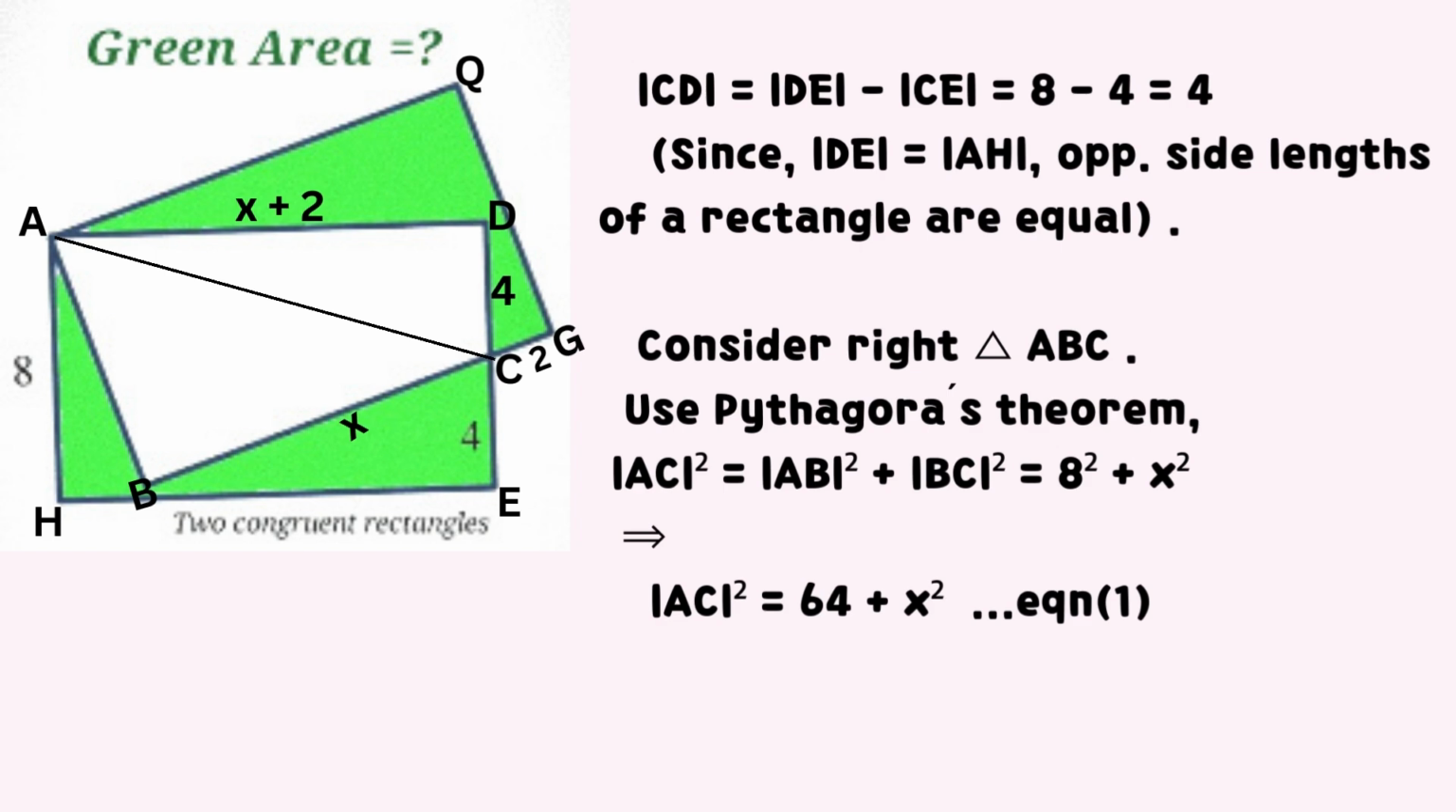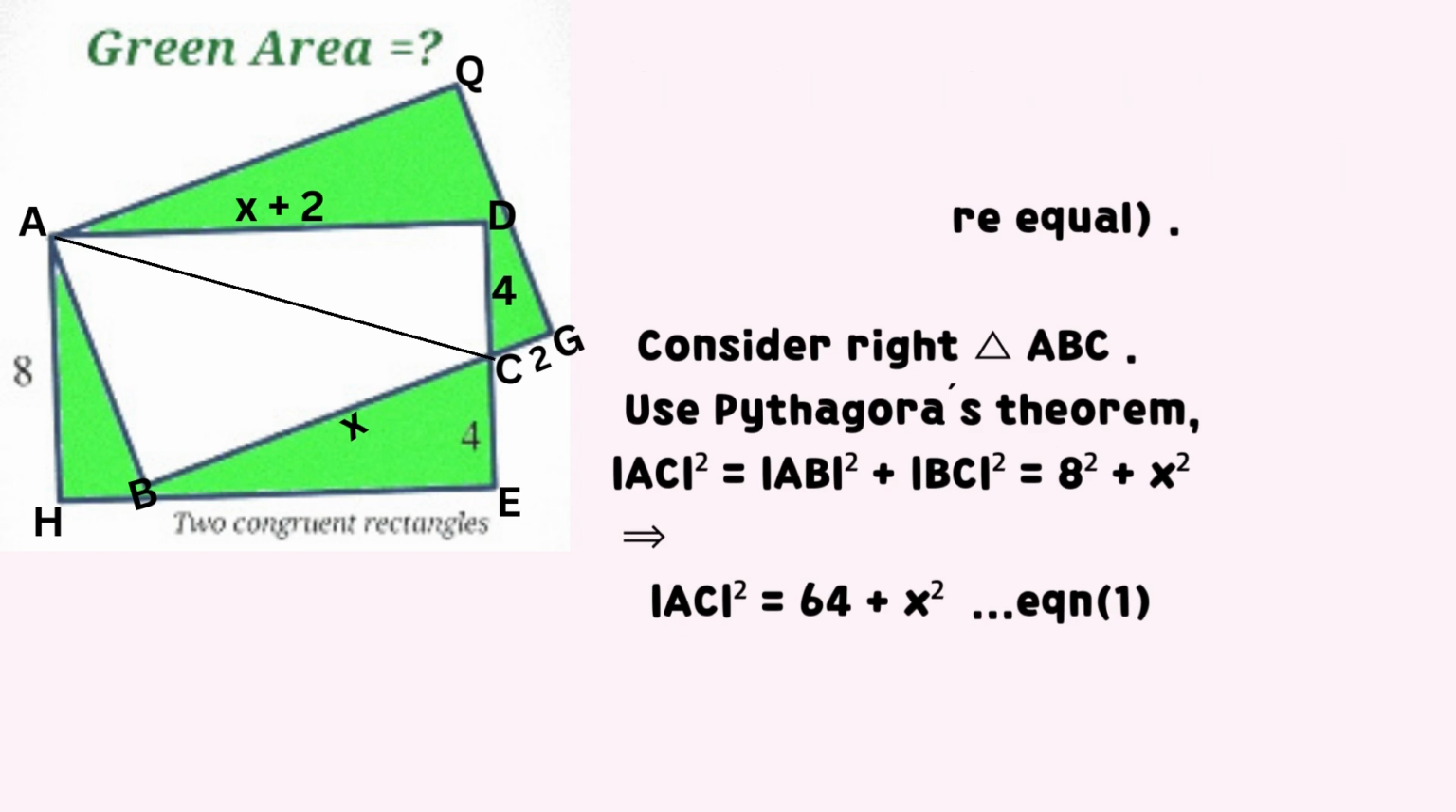Consider right triangle ABC. Use Pythagoras theorem. The square of line AC equals the sum of the square of line AB and the square of line BC, which equals the sum of the square of 8 and the square of X. It implies that the square of line AC equals the sum of 64 and the square of X. We call it equation 1.